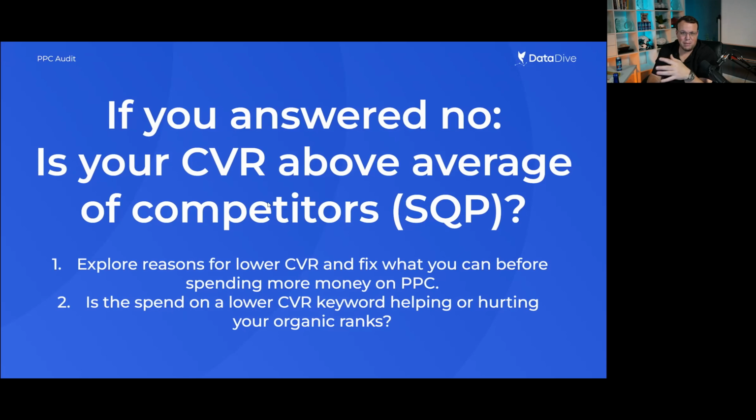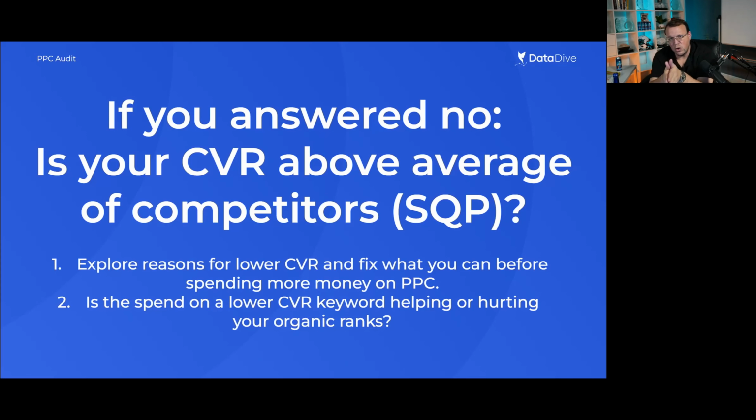But don't go spending money if your conversion rate is already lower and you're going to struggle to rank. You're not going to be able to push the organic ranks. You're only going to be impacting your ads. So is the spend on a lower conversion rate helping or hurting your organic ranks? You need to ask yourself that question.